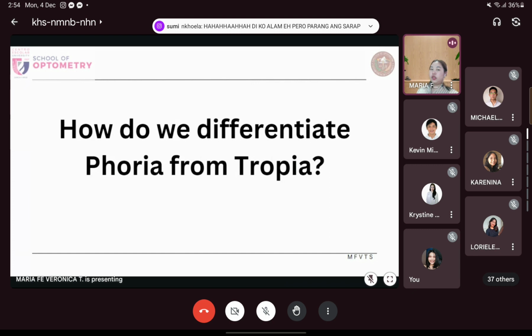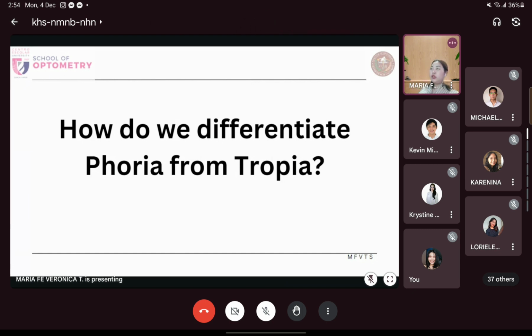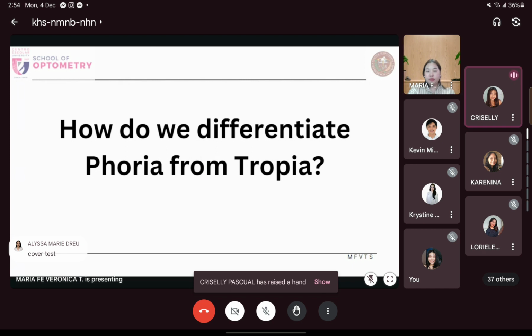So, how do we differentiate aphoria from atropia? Ano usually yung number one test na kailangan natin gawin to be able to differentiate aphoria from atropia? Any ideas? It's the number one test that you should always be doing if in case may suspicion ka na yung patient mo has binocular vision anomaly. Yes, Crisali? Is it cover test po?